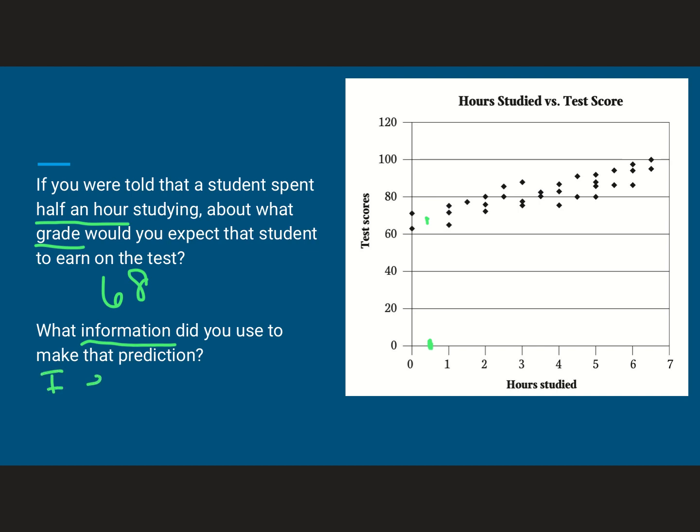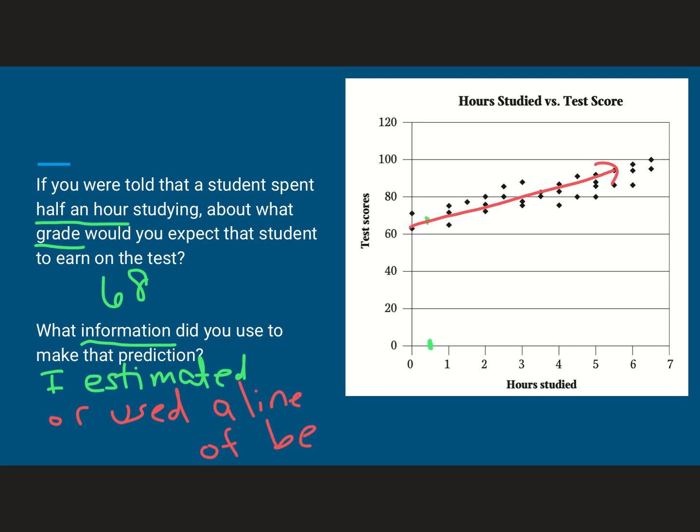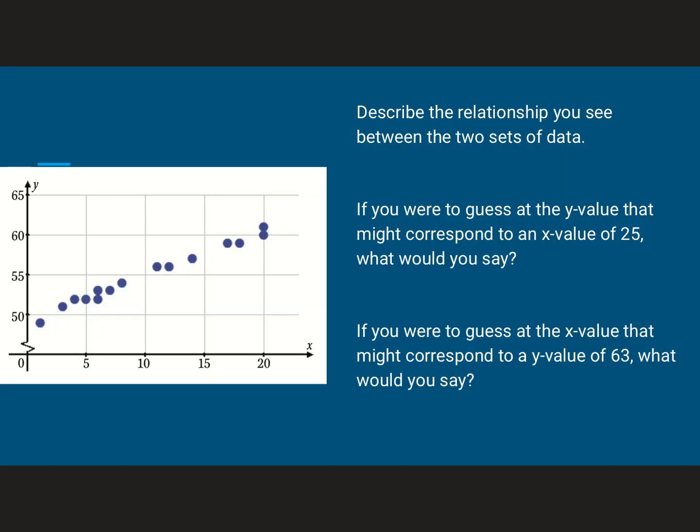I estimated, or I could actually have drawn a line of best fit and then used that and put in that as my x. So I estimated, or I used the line of best fit. Our line lets us guess where the answer would be. We could actually write this equation just like we did in the last one.